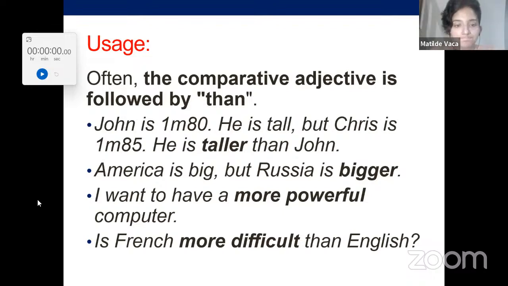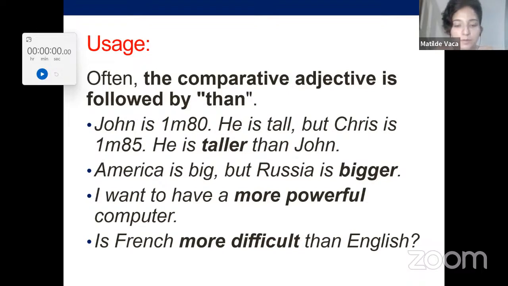Okay, well, in the first example, there's a comparison between Chris and John, and the comparative adjective is used between these two, so he's taller than John because I have previous information. The second one, again, is another comparison, but at the end, I think it's just a fact that Russia is bigger than America, but it's not necessary in this case to use than, because it's at the end.